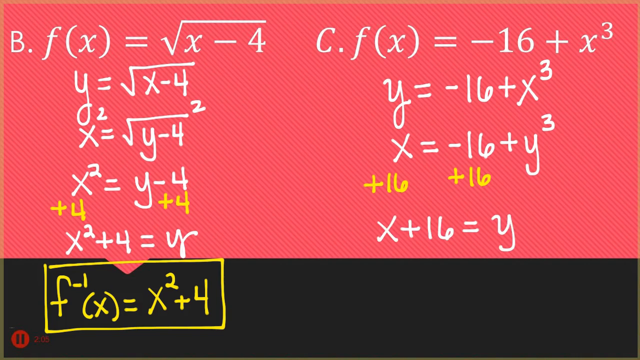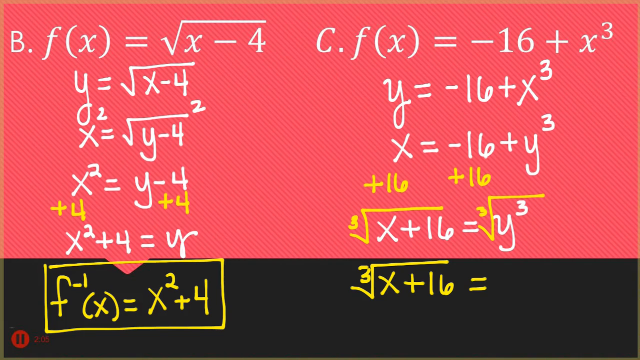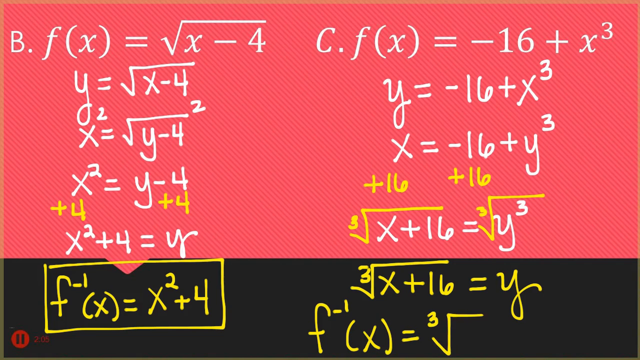And now this is y cubed. So we have to take the cube root. Cube root and a cube, they're inverses, like a square root and a square. So my function is the cube root of x plus 16 equals y. And when I put that in inverse function notation, I have f inverse of x equals the cube root of x plus 16.